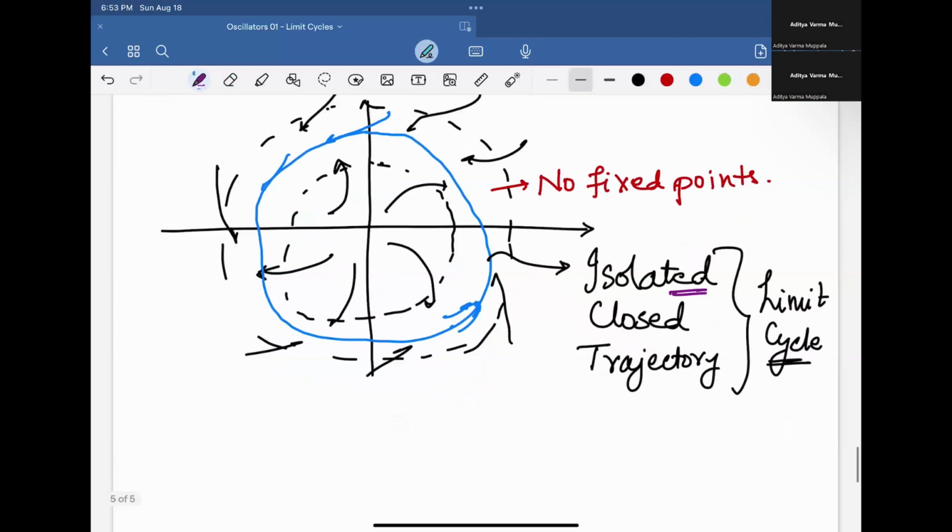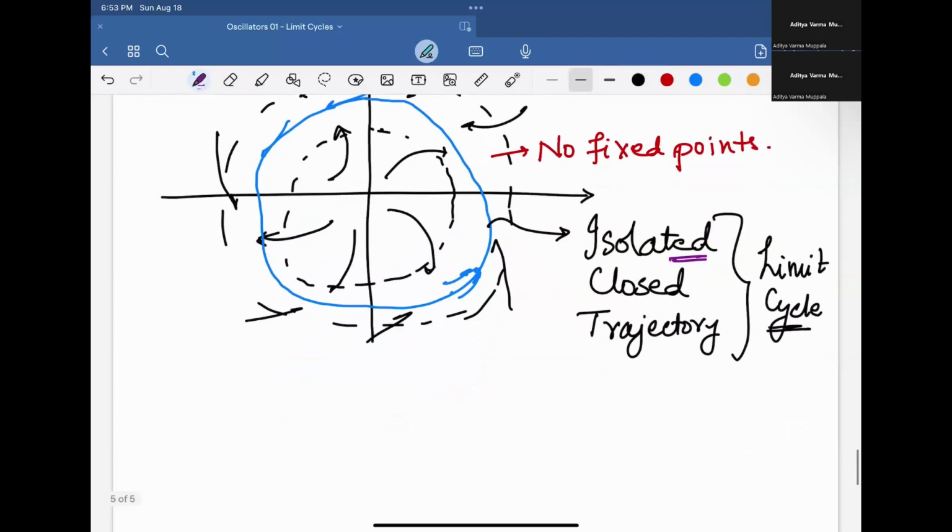Another thing that you can readily see is that you can't have such an isolated closed trajectory in 1D phase space, right? If I just had a single line, of course, you cannot have an isolated closed trajectory, because then you have to come back, and that's not allowed. You can't self-intersect. So in a 1D phase space, you can only have trivial fixed points that are stable or unstable. You can't have these kind of closed trajectories.